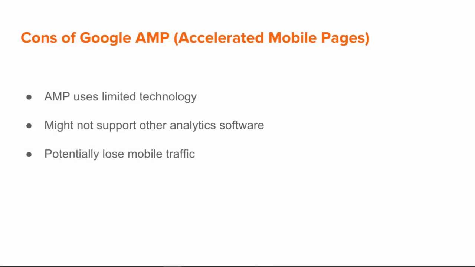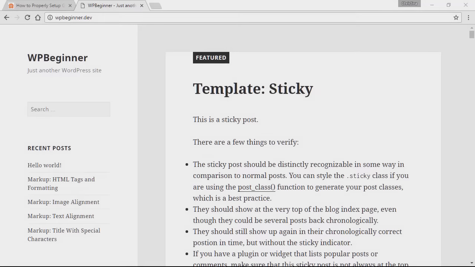Now that you know what AMP is and some of the pros and cons, I'll show you how to install it and customize it for your website. So let's go ahead and go to our WordPress dashboard. To do that, just add /admin at the end of your site. Enter your username and password.